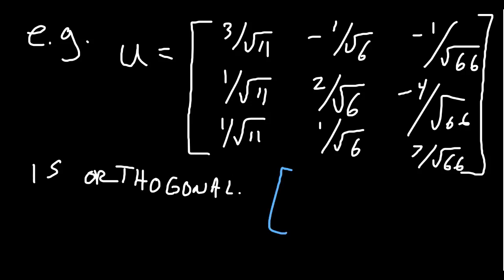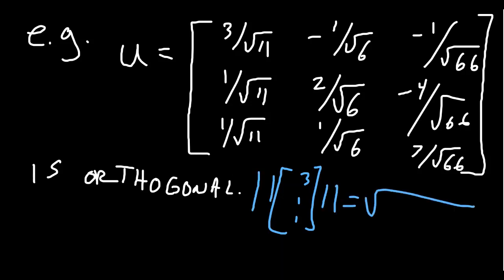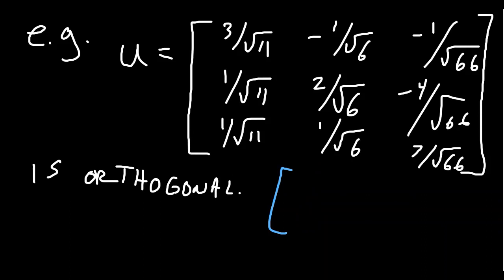And if you were to take the vector 3, 1, 1, which didn't have the square root of 11 there, take its norm, you're going to get the square root of 3 squared, which is 9, plus 1 squared, which is 1, plus 1 squared, which is 1. Okay, I get it. 9 plus 1 is 11, square root of 11. So 3 over root 11, 1 over root 11, 1 over root 11. That's just the normalization of the vector 3, 1, 1.